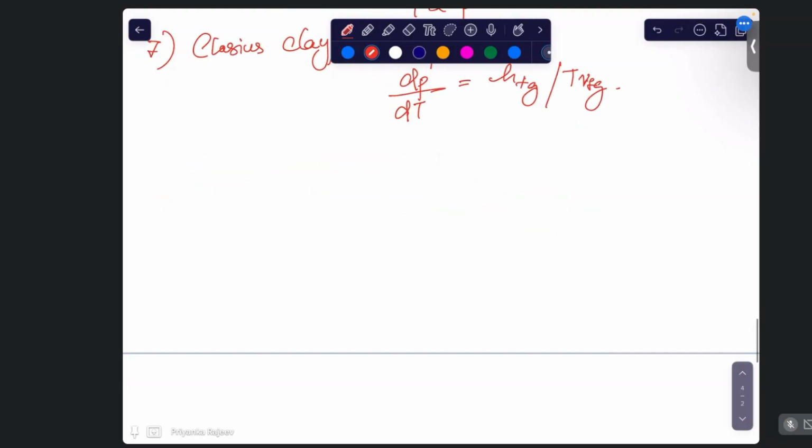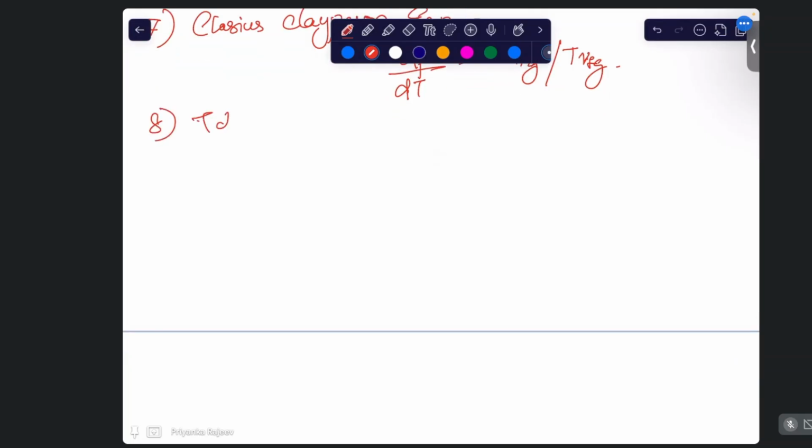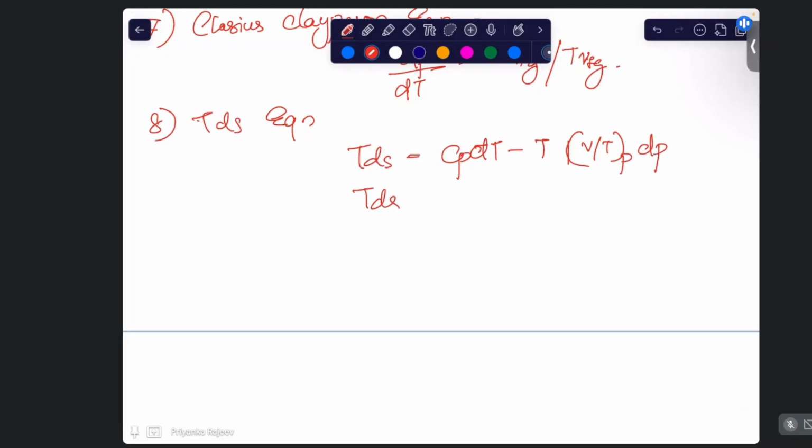Then TdS equations. So one is TdS equal to Cp dT minus T (dV/dT) at constant P dP. And there is TdS equal to Cv dT plus T (dP/dT) at constant V dV.